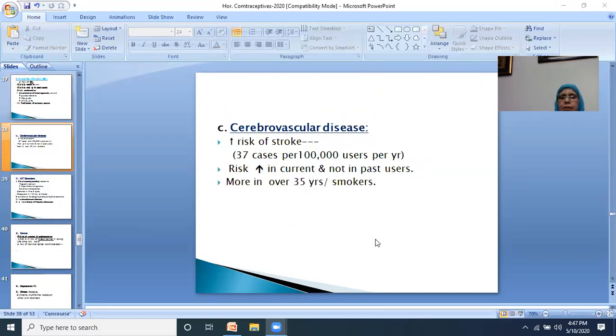In cerebrovascular disease, there is increased risk of stroke, which may be hemorrhagic stroke or thromboembolic stroke. 37 cases per 100,000 users per year. Risk increases in current and not in past users, and risk is more in females over 35 years and those who are smokers.